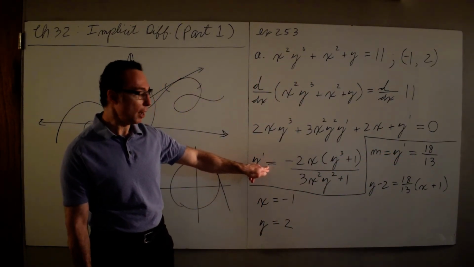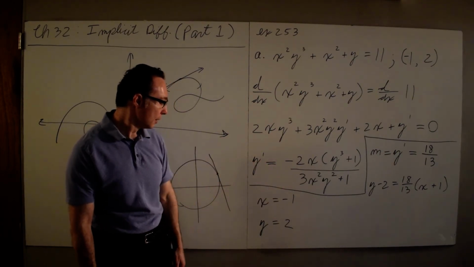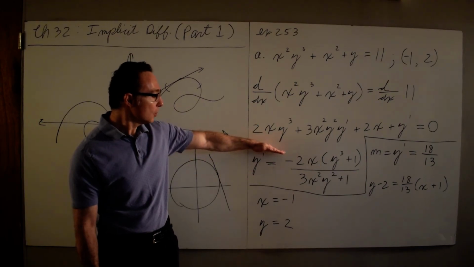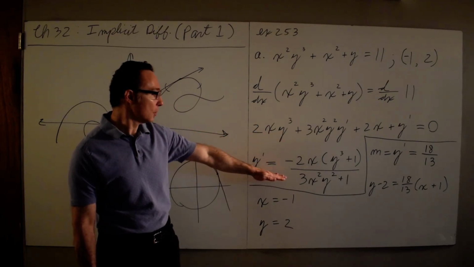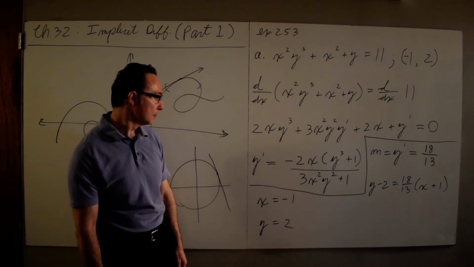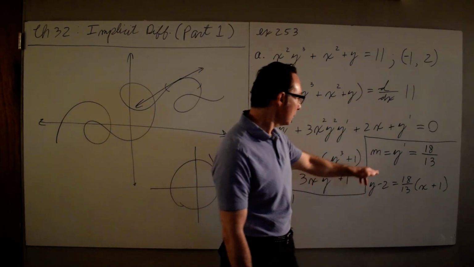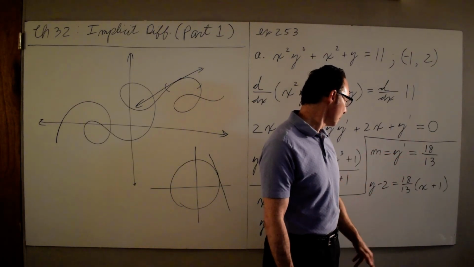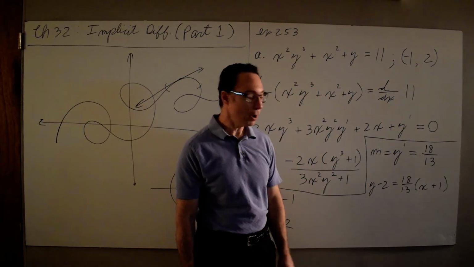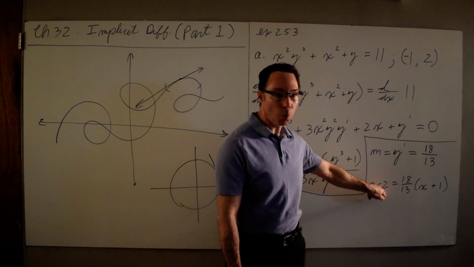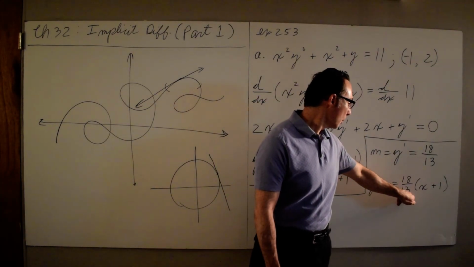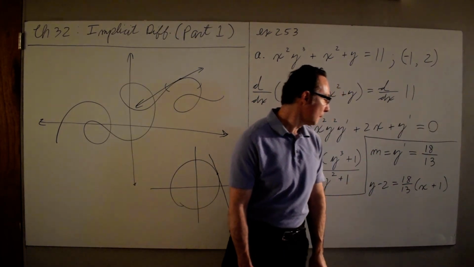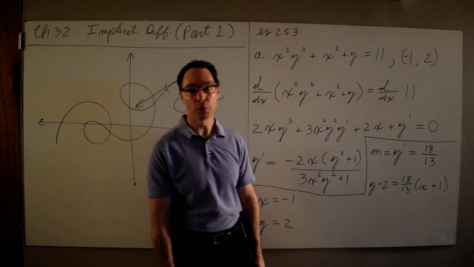Well, here's y prime in terms of x and y. We're given that x is -1 and y is 2. So we substitute -1 for x, we substitute 2 for y, and we simplify this. So y prime is 18/13. So the equation of the line: y minus the y-coordinate is equal to the slope multiplied by x minus the x-coordinate. And so we have x minus -1, which is x plus 1.